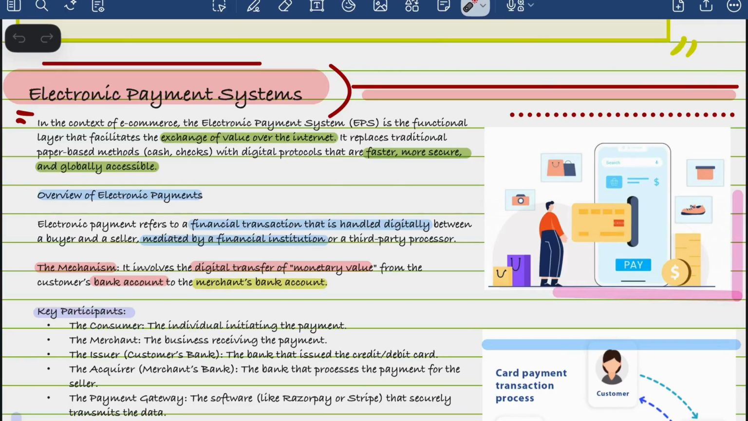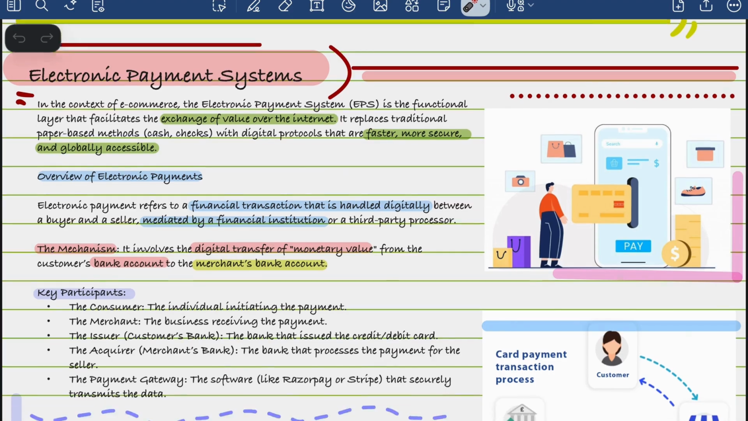Let's start with a foundational definition that you must write down. In the context of e-commerce, an electronic payment system is a functional layer. A functional layer that does what? It facilitates the exchange of value over the internet. Alright, it is all about digital payment systems. So it is faster, more secure, and globally accessible. Anyone can access it throughout the world.